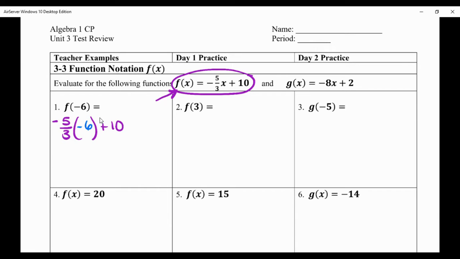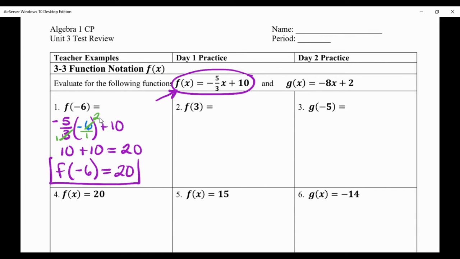So now we want to multiply -5/3 times 6. We can multiply the numerators and the denominators, or we can cross cancel. 6/3 is 2/1, which means -5/3 times -6 is +10. So 10 plus 10 is 20, making the value of the function when x equals -6 equal to 20. So f of -6 equals 20.